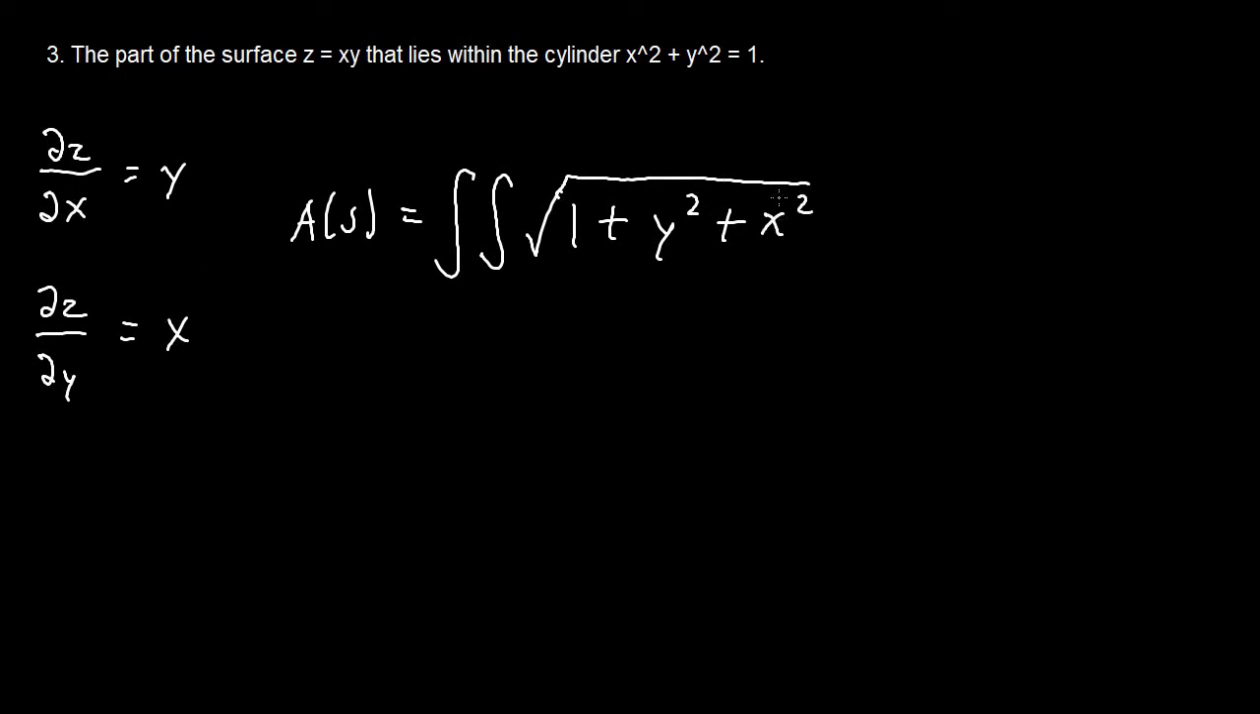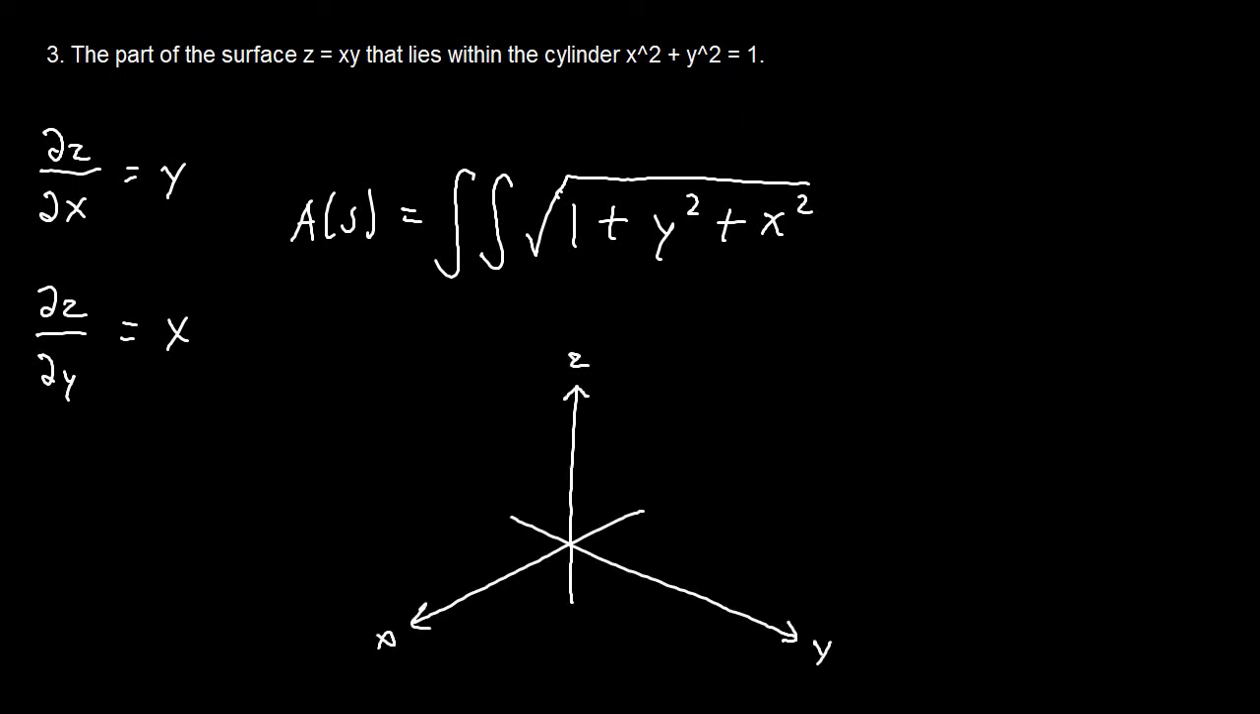So now let's go ahead and find our bounds of integration. Now the part of the surface lies within the cylinder x squared plus y squared equals 1. Remember, when looking at the equation of a cylinder, whatever variable is missing is going to be the axis of the cylinder. Since the z variable is missing, that cylinder is going to be on the z-axis, and this value is just r squared, or the radius squared, so r will just be 1, or the radius will be 1.